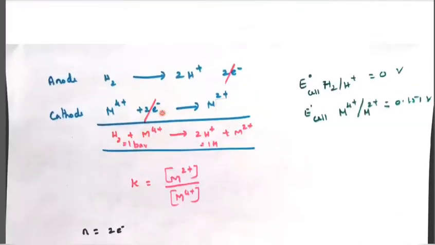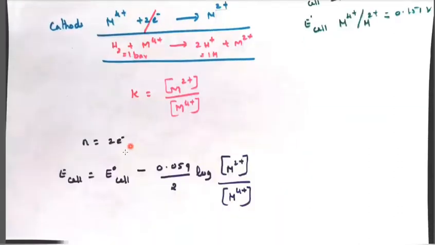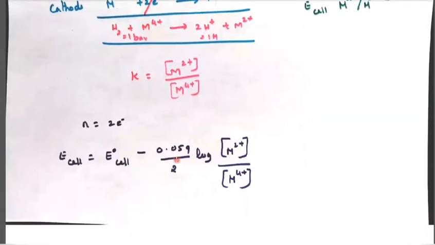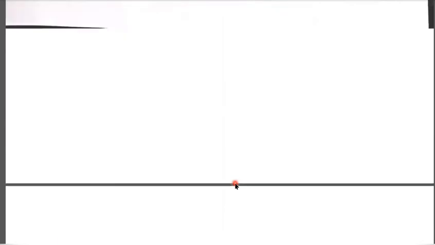The number of electrons involved in this reaction is 2, so n is equal to 2. So E cell is equal to E naught cell minus 0.0591 divided by n, log K. Here n is 2 electrons, and log K is the logarithm of the equilibrium constant, the product and reactant ratio, so here the M2 plus value over the M4 plus value.